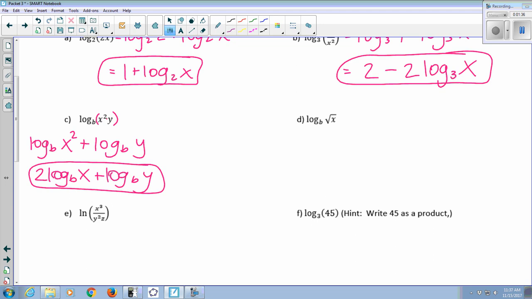Log base b of the square root of x, well, that's log base b of x to the 1/2. Square root is the same thing as raising to the 1/2 power. And then I can use my power property that lets me take the 1/2 and bring it down in front. 1/2 log base b of x.